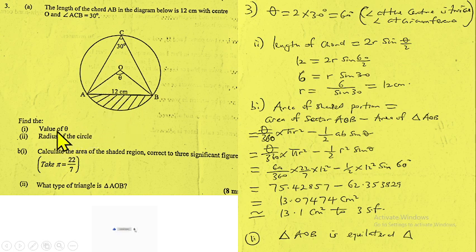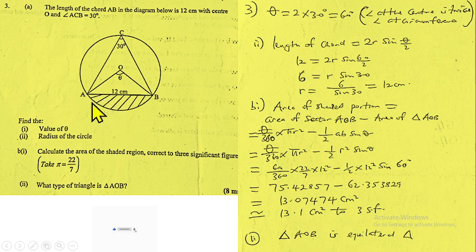Then we have to find the value of angle theta at the center and the radius of the circle, AO or OB, which are the radii. If you understand circle geometry very well, you know there's a relationship between angle theta and the 30 degrees here. The angle at the center is twice the angle at the circumference. So theta will be equal to 2 times 30 degrees, which gives us 60 degrees. Reason being that the angle at the center is twice the angle at the circumference. So theta is 60 degrees.